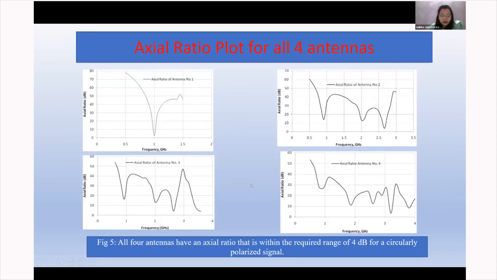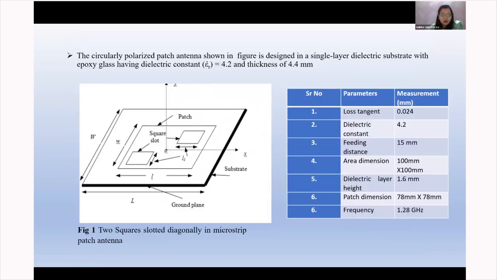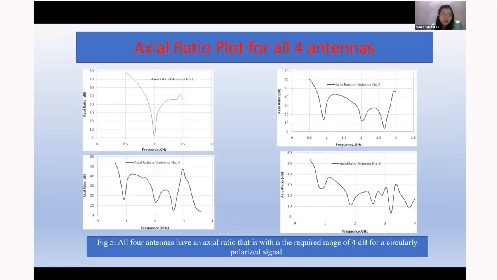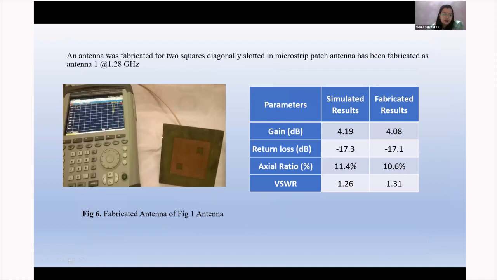Now the very first antenna which I have shown you here, the circular patch with square slots which I have designed diagonally, this particular antenna I have fabricated also. I can show here this is the design. We have compared the simulated results and fabricated results both. This is the table for that. We have calculated the gain for the simulated antenna, that is 4.19. For the fabricated antenna, this is the antenna, the gain is 4.08.